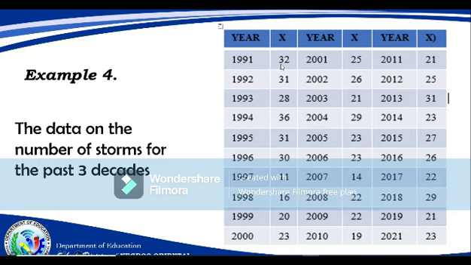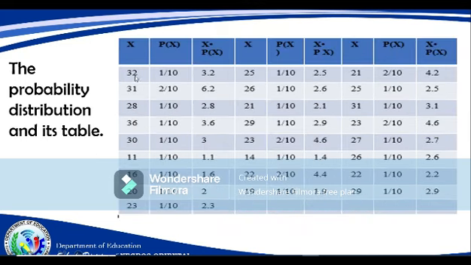Which among the values of x repeats? 32 doesn't repeat. How about 31? We have 31 here, we also have 31 here. It repeats, so we're just going to write it once. So we will have 32, 31, and since 31 repeats twice, p of x is 2 over 10. So 32 is 1 over 10, 31 is 2 over 10, 28 is 1 over 10, 36 is 1 over 10, 30 is 1 over 10.